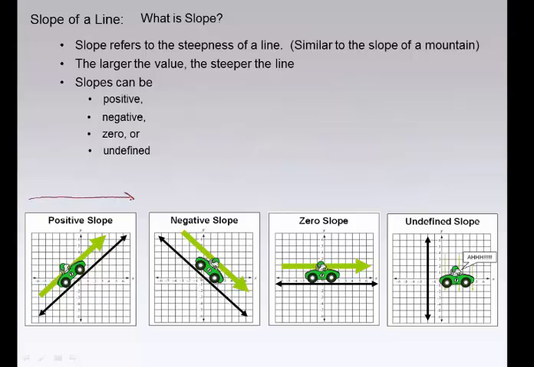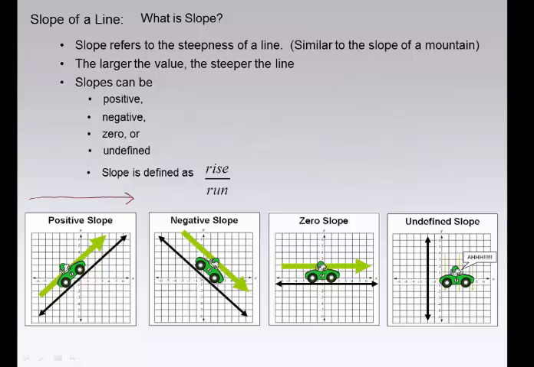We can tell which one it is because as we move the way we would read, from left to right, if it's positive, the slope will go up. If it's negative, the slope will go down. If it's 0 slope, it will remain flat. And if it's undefined, it will be straight up and down.